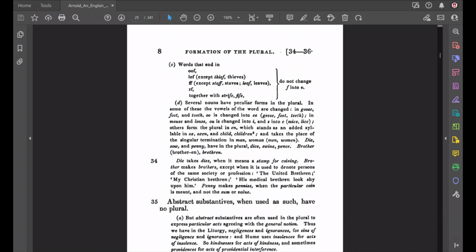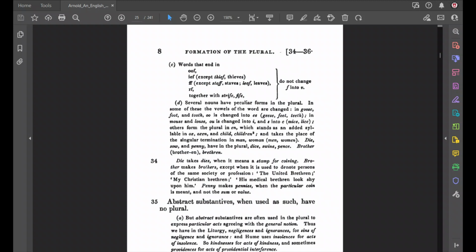In mouse and louse, the OU is changed into I, and the S in the word is changed into C. The plural of mouse is mice. The plural of louse is lice. Others form the plural by adding en at the end of the word. So for example, ox. The plural is not oxes. The plural is oxen. We add en at the end.